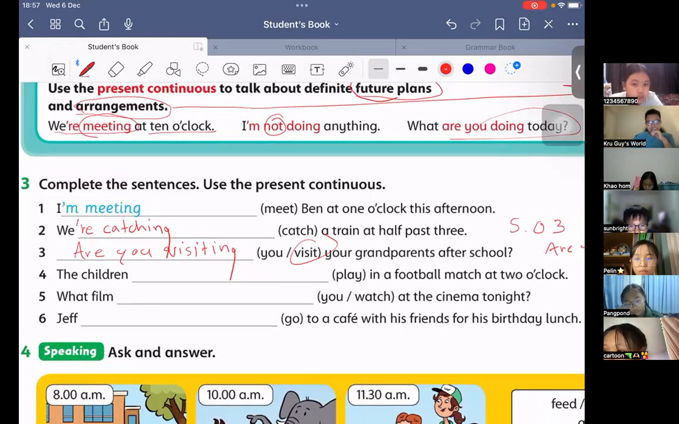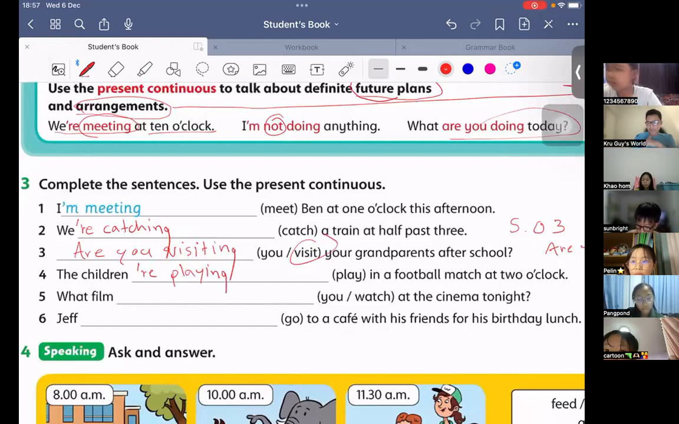The children are playing in a football match at 2 o'clock. Five. Who is next? Number five. After Sunrise should be Fafari. Go.